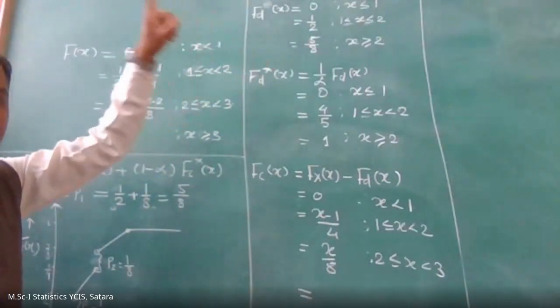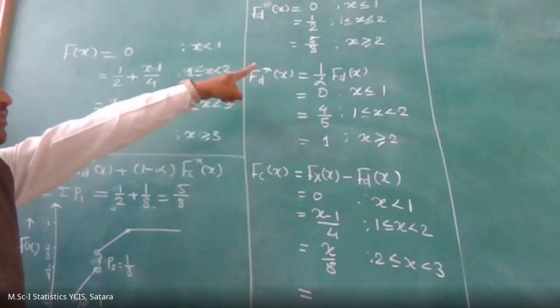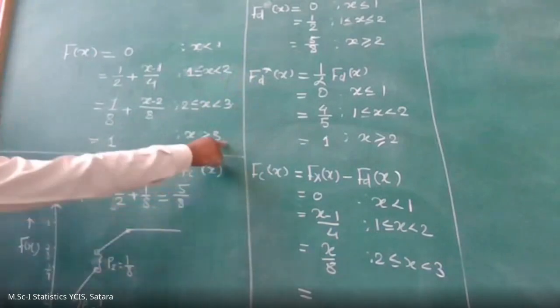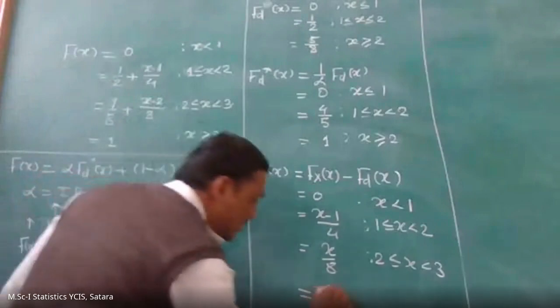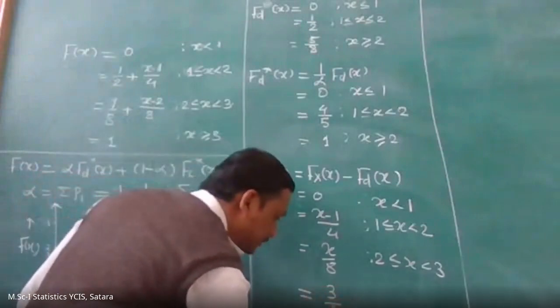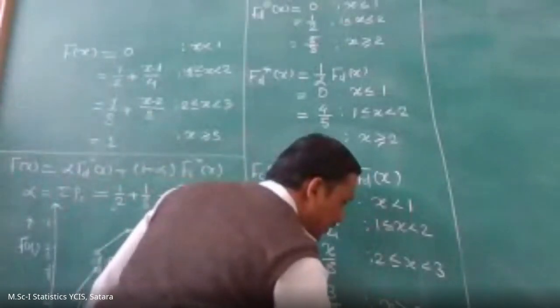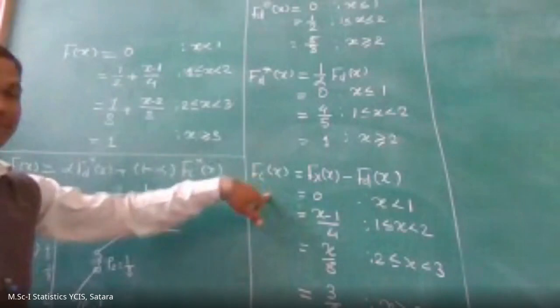म्हणजे 2 पेक्षा जेवढ्या व्हॅल्यू साठी ज्या व्हॅल्यू असतील त्या सगळ्या व्हॅल्यू साठी fd ऑफ x ची व्हॅल्यू काय असणार आहे? 5 by 8. आता हा x is greater than or equal to 3 आहे. So 1 minus 5/8, that is nothing but 3/8 for all values x greater than or equal to 3. So this is nothing but the f_c of x.